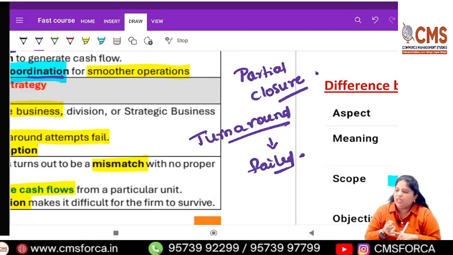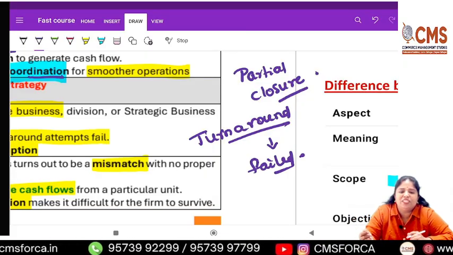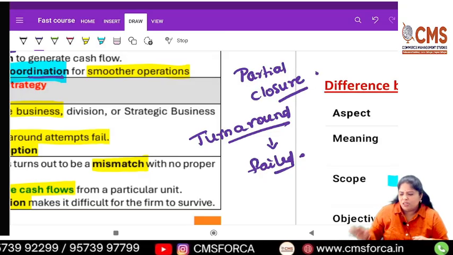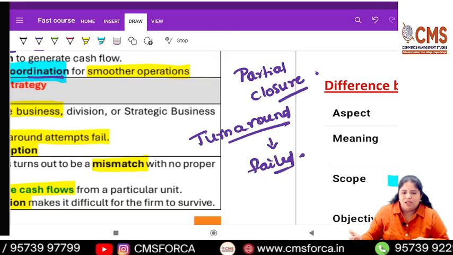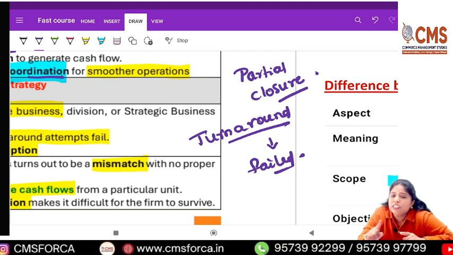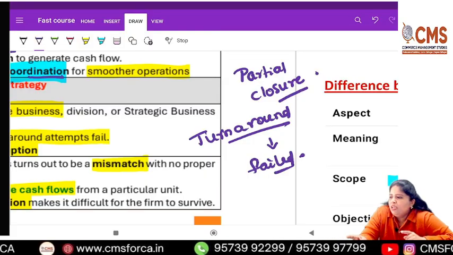Turnaround attempts have failed, then the only option they are left with is divestment. But is it always that turnaround attempts have been made and then they failed and then only the organization should choose divestment? No. Remember this point.